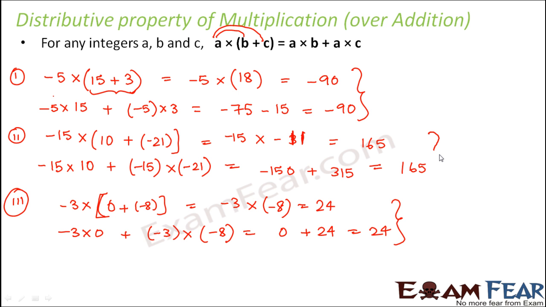So in each of these cases, we see that the result that we get by calculating a into b plus c and a into b plus a into c is the same. Therefore, we can say that for any three integers a, b and c, a into b plus c is equal to a into b plus a into c.